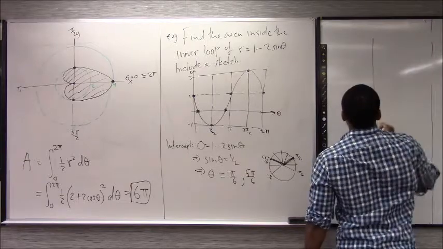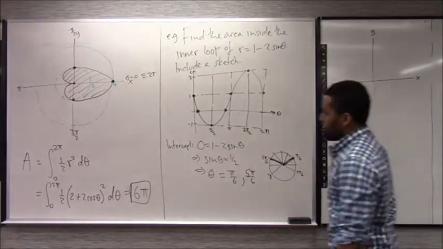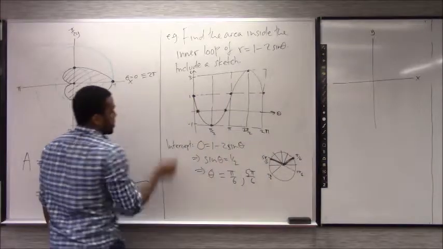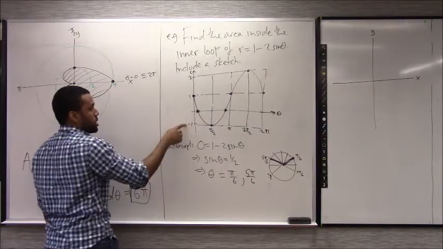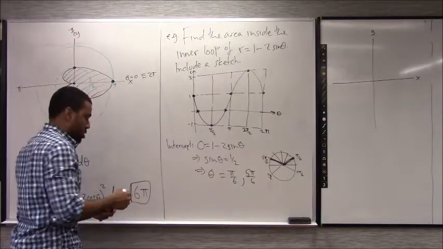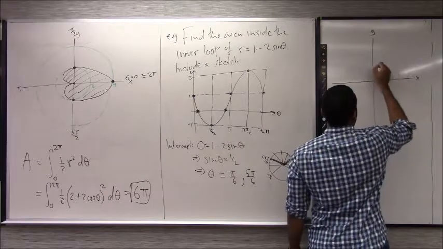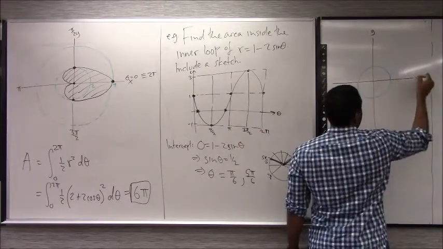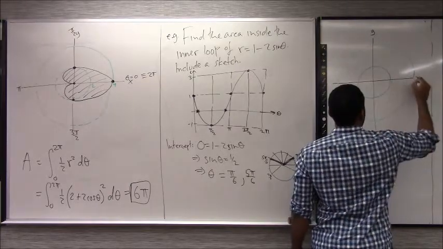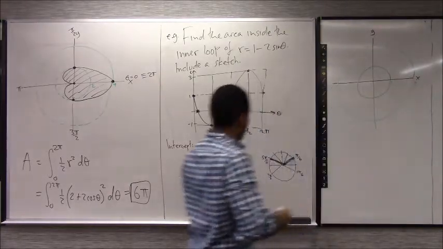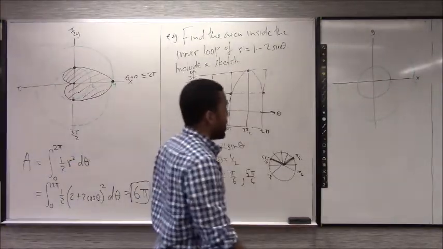So now I can sketch the xy plane. The numbers that showed up are minus 1, 1, and 3. So I'm going to take the absolute values of all of them and draw circles of those radii. I have a circle of radius 1, and I have a circle of radius 3. And I'm going to put in the angles that I need.